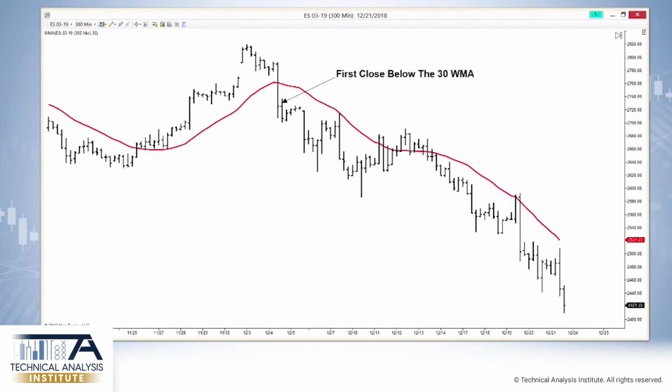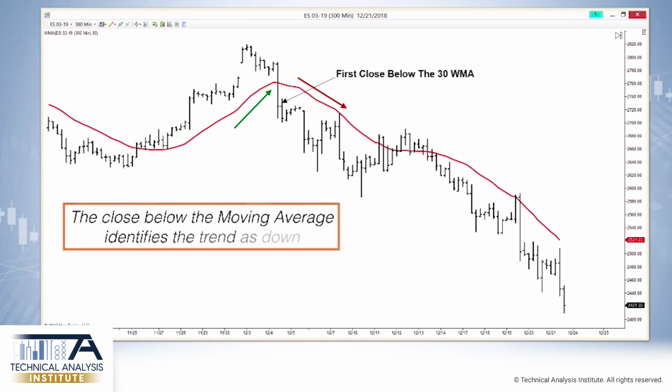For this example, I'm using a combination appropriate for swing traders. So as a reference frame, I'm using a 300-minute chart. As you probably remember, the sole purpose of the reference frame is to help us identify the trend and the direction in which we are going to trade. In this example, the slope of the moving average has changed from up to down, and we get a close below the moving average. For all intents and purposes, this defines the trend as down.